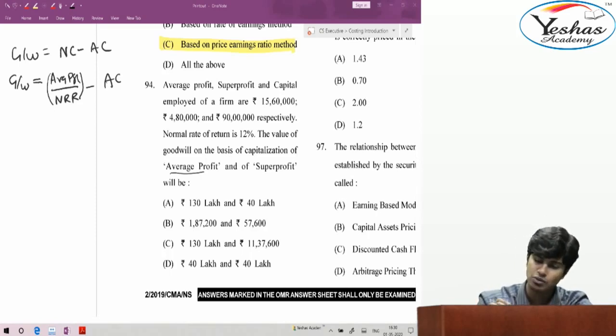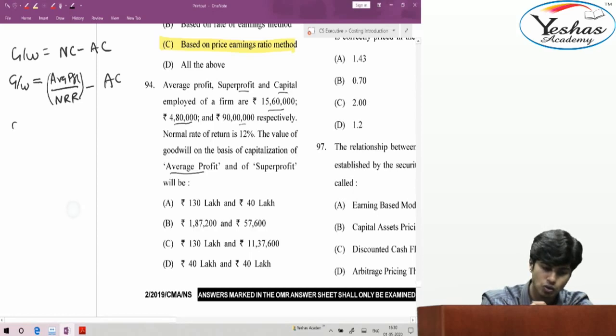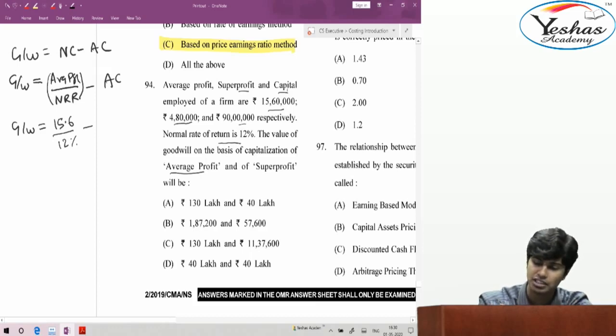Come on, let us see what data is given to us. Average profit is 15 lakh 60, super profit is 4 lakh 80, capital employed is 90 lakh. It's in the order only. So goodwill is equal to, how much is our average profit? 15.6. I am doing everything in lakhs, divided by normal rate of return, that is given as 12%. Minus actual capital employed is the item that's given third, that is 90 lakh. So how much is my goodwill?